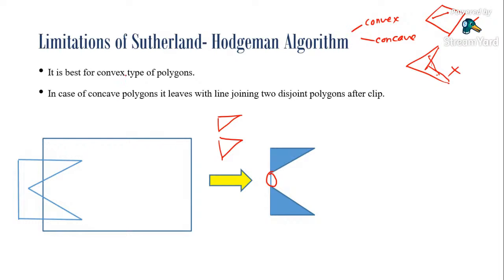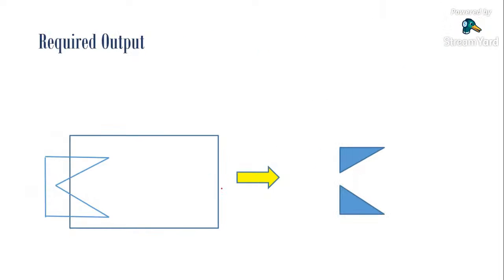But in case of Sutherland-Hodgeman, if you apply that algorithm, at that time you are getting the line joining those two parts after clipping. So this is not the correct output. What is the correct output? This is the correct output. If you apply the polygon clipping algorithm, it must separate those two parts, because those are separate after clipping. Now see, if you take paper and clip the paper with scissors, at that time you will get separate parts.